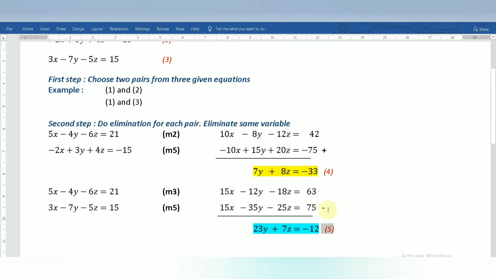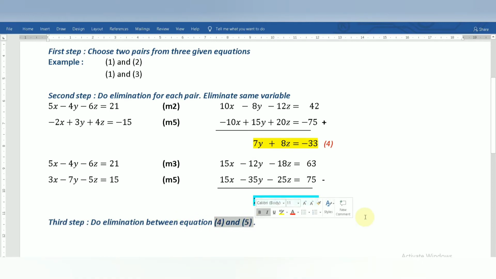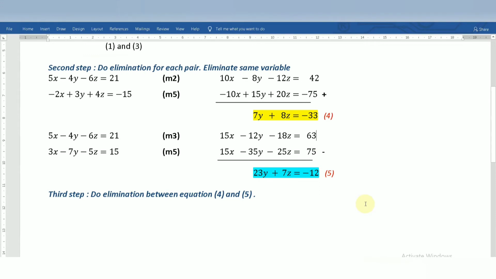Okay, so we now have two different equations with only two variables. The next step is to do elimination between equation 4 and 5. Since it is two equations with two variables, we can use the two-variable elimination. So let's rewrite the fourth and the fifth. Okay, rewrite here.